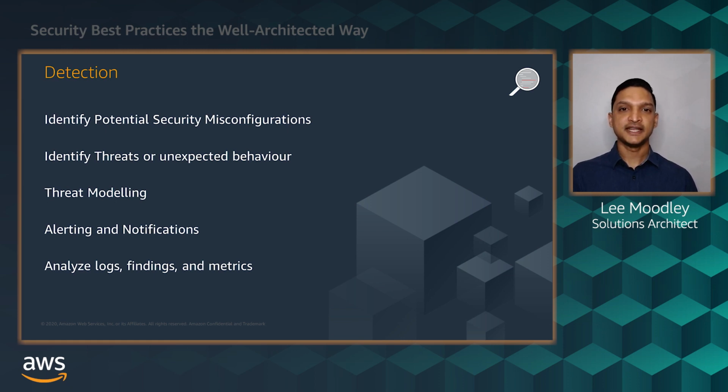Detective controls enable you to identify potential security misconfigurations, threats, or unexpected behaviors in your cloud environment. It's an essential part of the security lifecycle that can be used to support legal or compliance obligations as well as threat detection. There are a few different types of detection mechanisms.